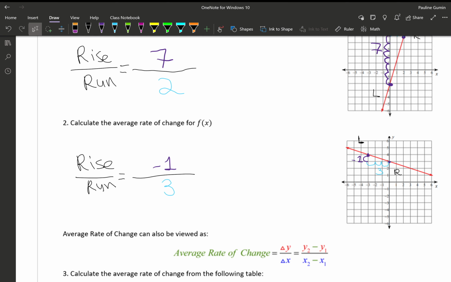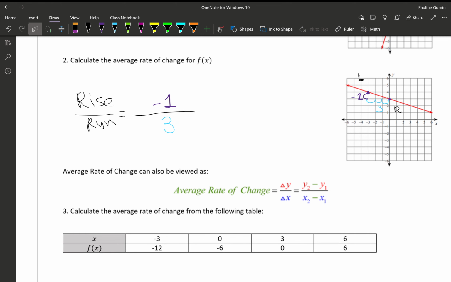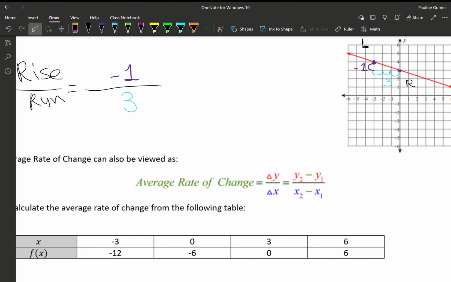always have the bottom of our average rate of change a positive number. Now, we can also look at average rate of change without a graph, and we can use a table. So here is the official formula for average rate of change. Now, that little triangle that you see is actually called a delta. So delta y over delta x. Now, what the delta means in math shorthand is the change in.